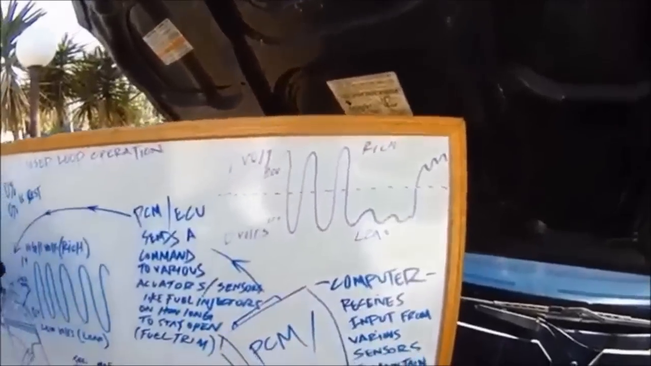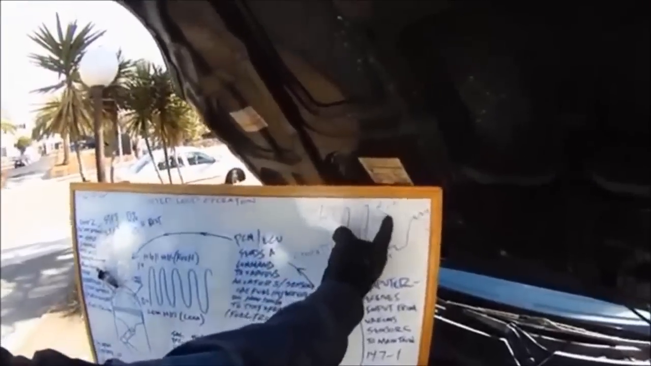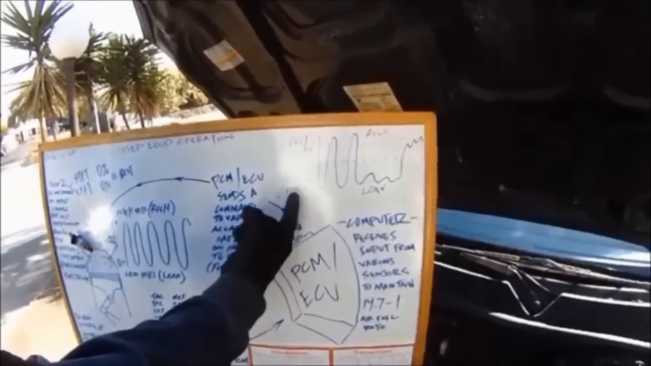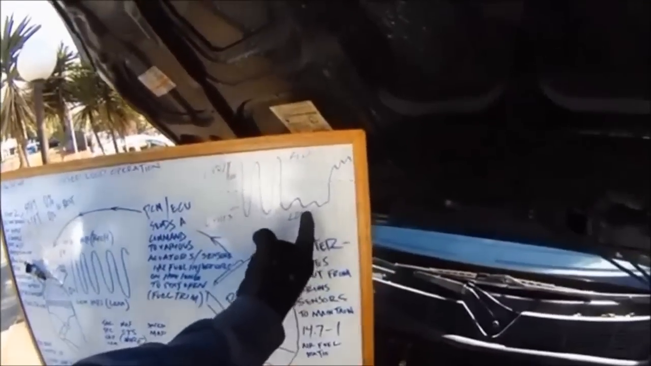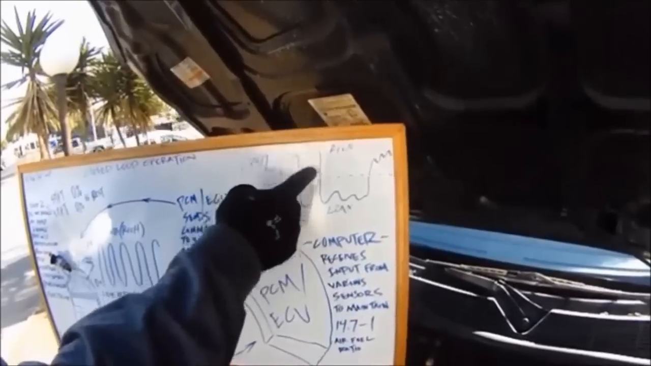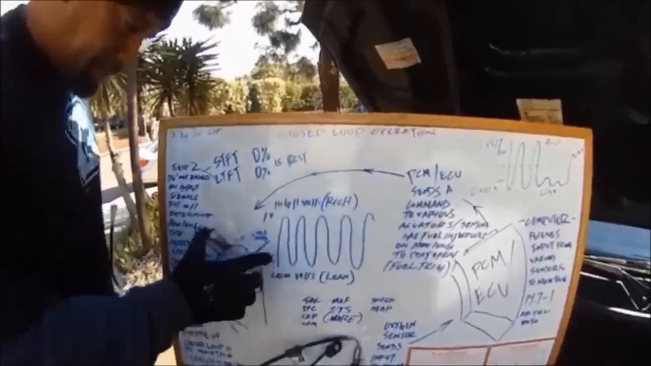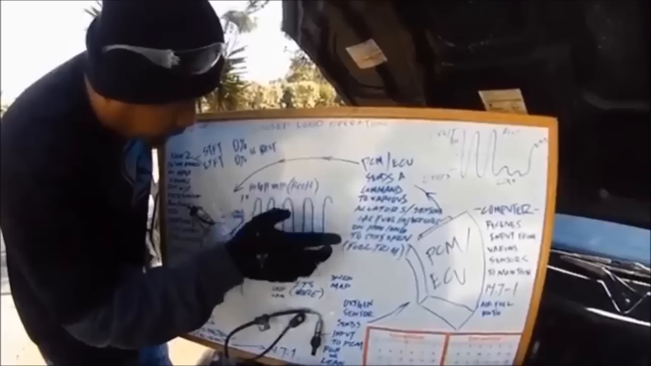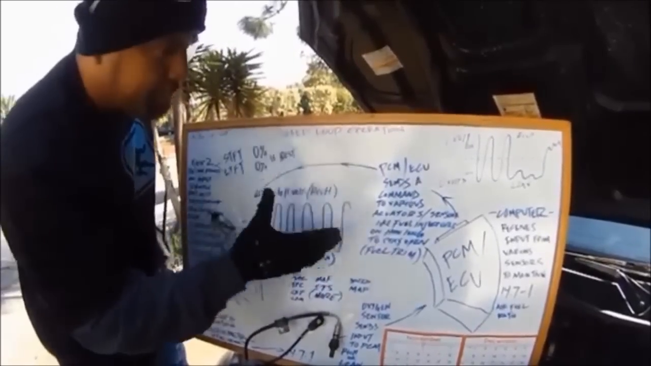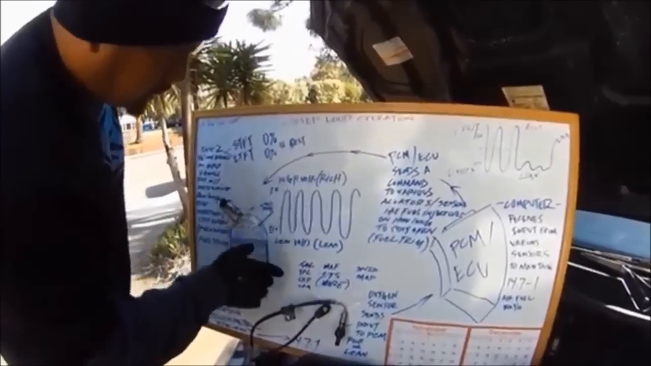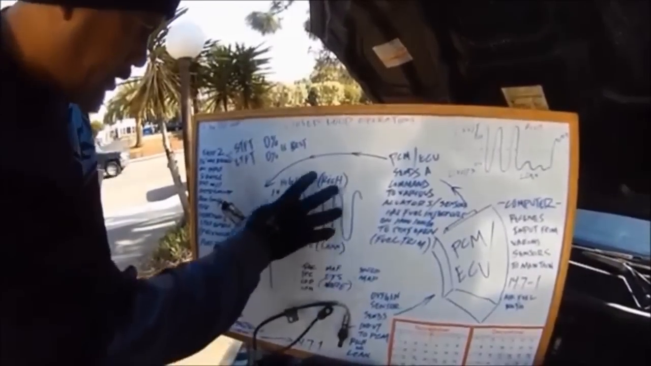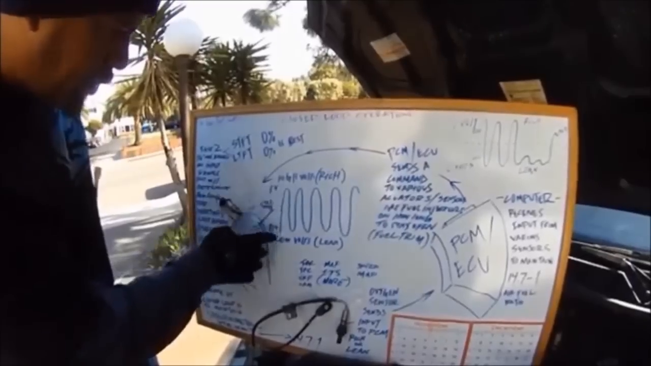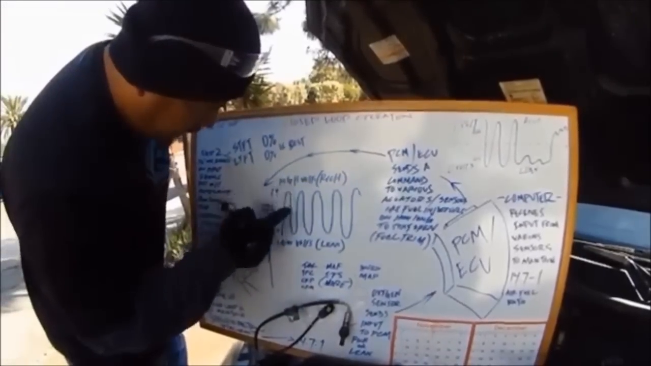The higher the voltage, the richer the condition. The lower the voltage, which is 0 volts, the leaner the condition. This wave pattern is normal. That's what you want to see. That means that the computer is doing its job right and everything is functioning okay as far as the fuel trimmers, okay? You want to see a 0 to 1 volt range in a wave pattern like that.